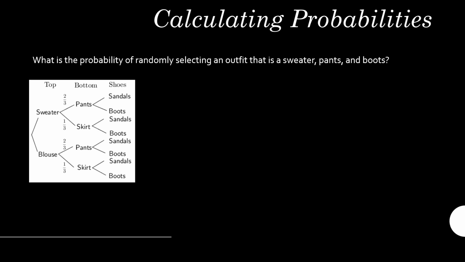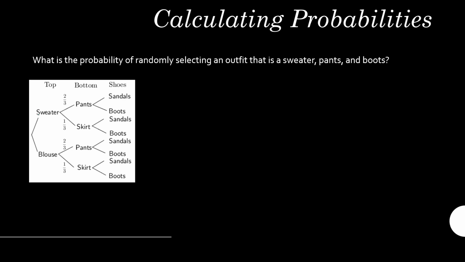Alright, here's our last problem. This one's a little bit trickier. We want to know what is the probability of selecting an outfit that is a sweater, and then you're wearing pants, and you have boots. Now you're probably wondering, what is this 2 over 3 and 1/3 on this tree diagram? What does that mean? Well, this 2 over 3 means that you have technically 2 different pant options and 1 skirt option, right? So 2 out of 3 of your options for bottoms would be pants, and 1 out of 3 for your options for bottoms would be a skirt.